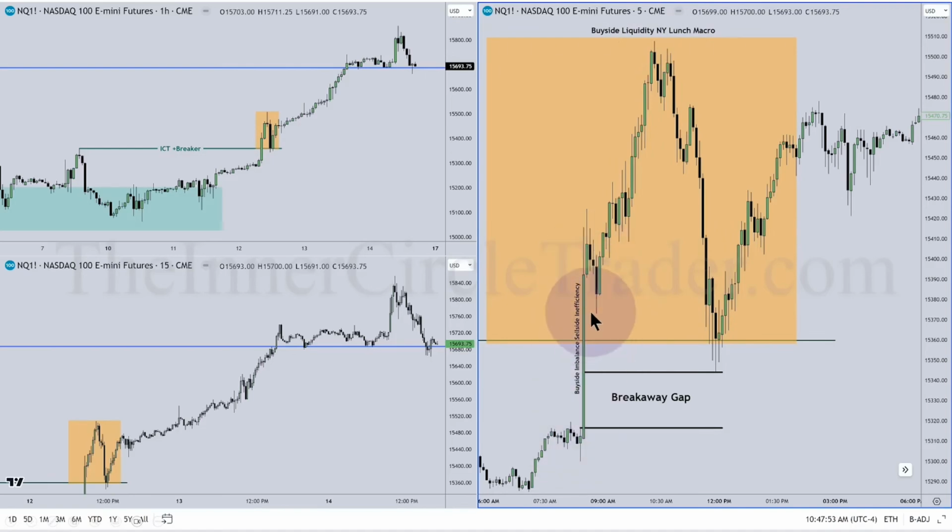Everybody that went long or was long before this market report was out, they have their sell stop resting right below that. That's exactly what the lunch macro will do. It'll run from this fair value gap here, drop down aggressively, leaving what? Most of this portion of this open.